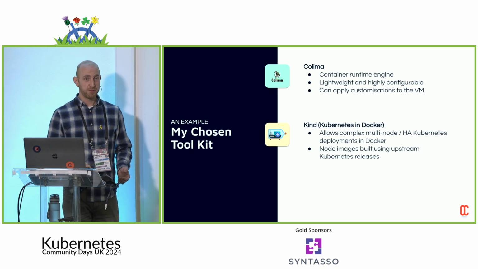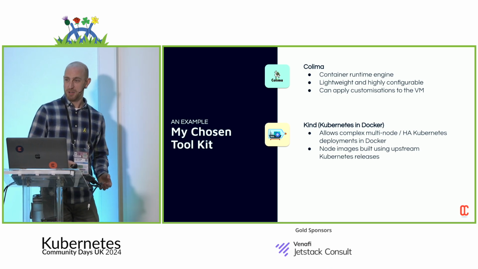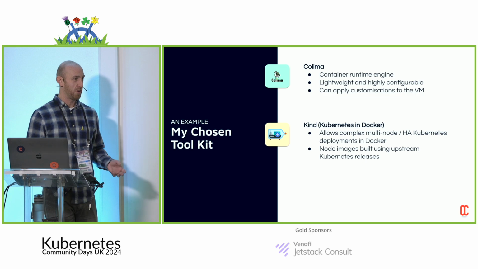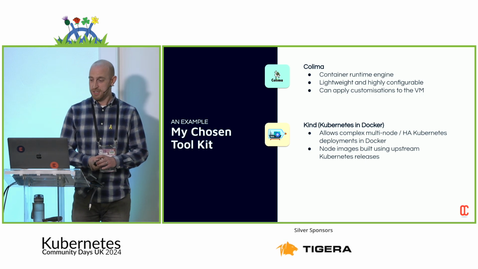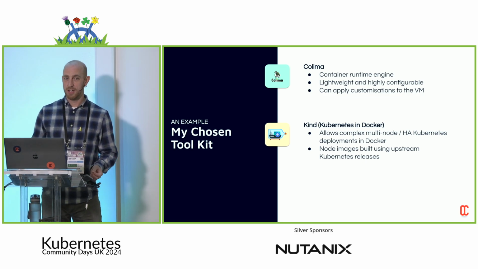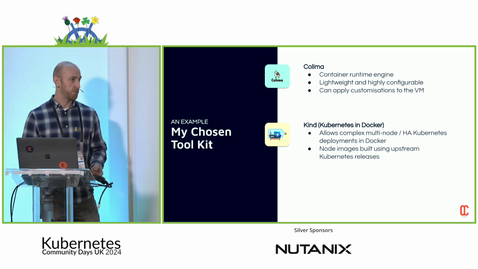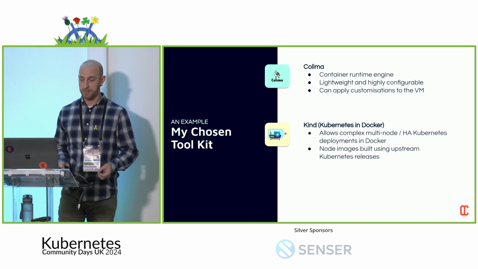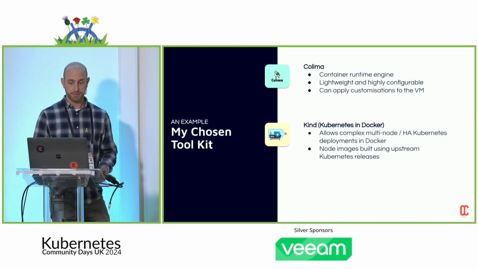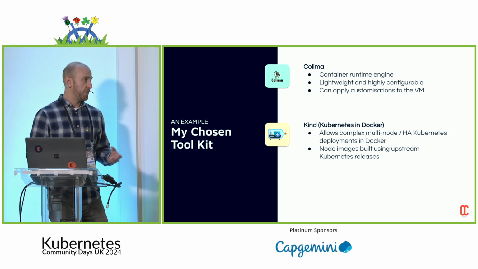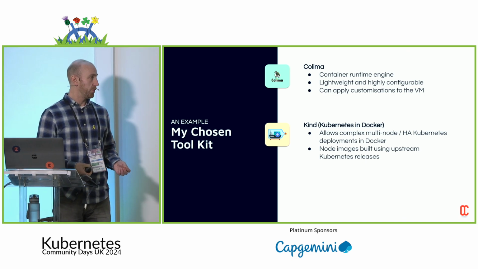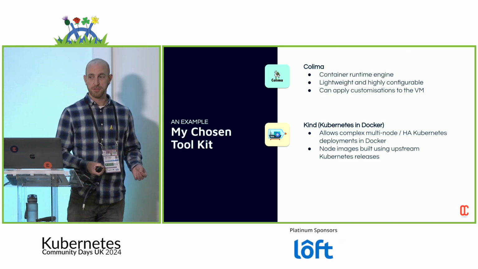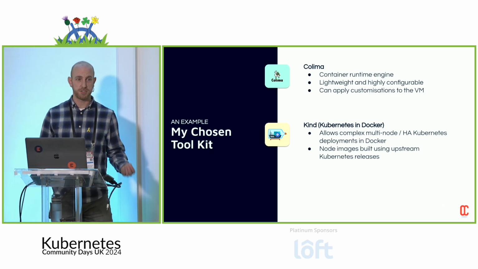Kind, if you've been to any of the talks already today, I'm sure you have, it's come up quite a few times, so I'm sure most of you are aware of what this is, but in case you're not, Kind is Kubernetes in Docker. It's an officially supported project with its own special interest group for managing Kubernetes clusters in Docker. It allows you to deploy complex multi-node deployments, and their base images, which is a big selling point for me, are based off of the same source as the Kubernetes releases, and they follow the same release cycle.